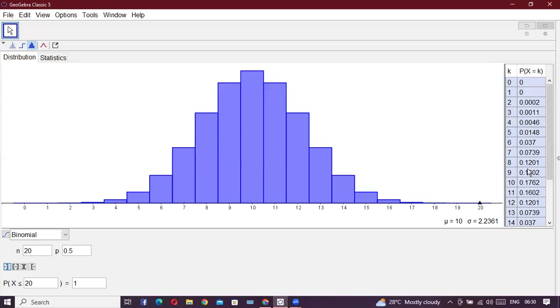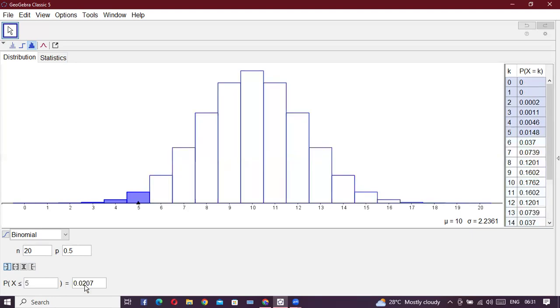So if the question was direct, maybe find the success rate at 5 trials, then you get it here at exactly 5 trials, which is 0.0148. If it is not exactly a particular number and it is between a range, or at most, or at least, then you can use the four options here. The first one is at most, so maybe at most 5. Then our value here will be 5, and hit enter, then it gives you 0.0207. Okay, that's the probability.